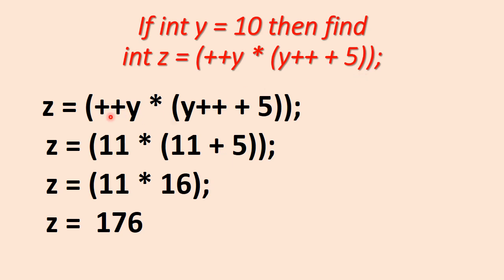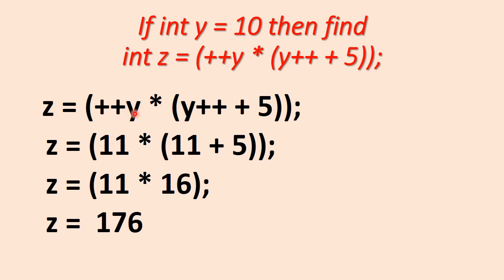Okay. So now I am writing here the expression z is equal to plus plus y into y plus plus plus 5, and now both the brackets will be closed. Okay, so now first you see here, this is plus plus y. Plus plus y means this is the prefix increment operator. A prefix operator will first increase the value of y. And what is the original value of y? 10. So first it will increase, and that increased value it will use in the expression.